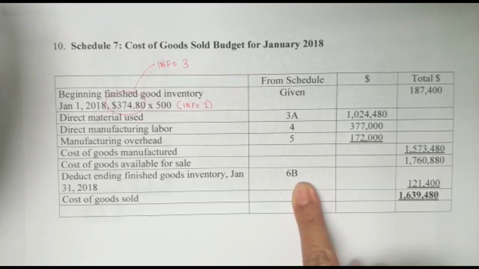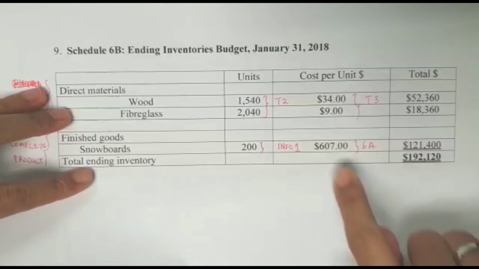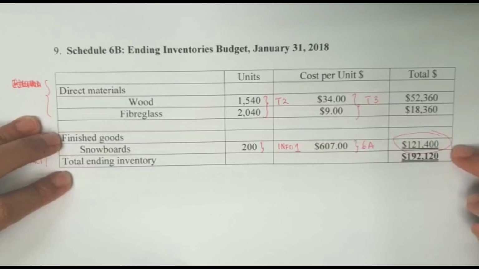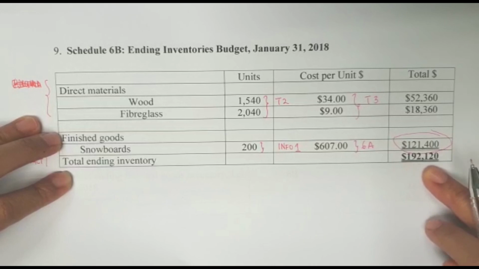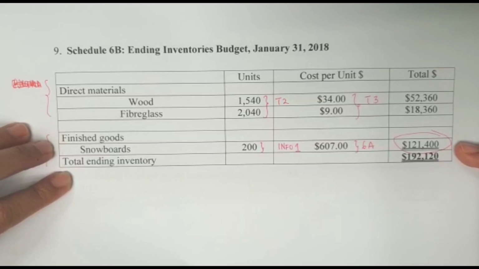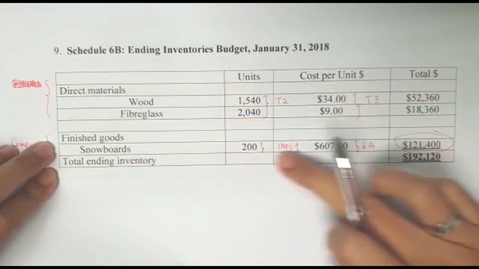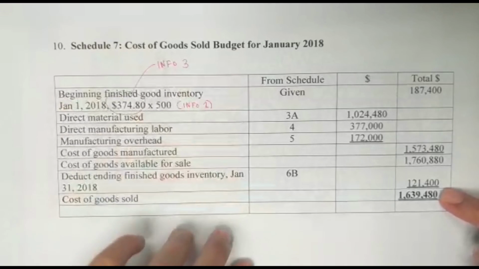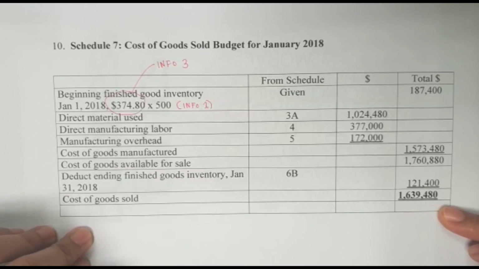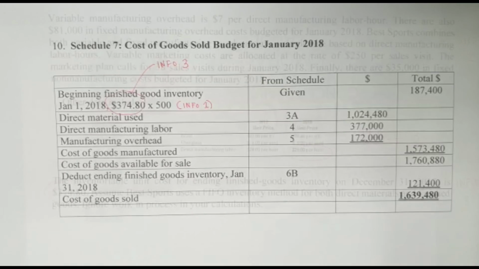Here you have to be extra careful, because we only take the figure for finished goods. This is the schedule for 6B, and this is just the amount for finished goods. Make sure that you don't take 192,120, because that is the figure for both material and finished goods. So we are just looking at the ending inventory for finished goods here, which is 121,400. After you subtract 121,400, the cost of goods sold is 1,639,480. That's all. Thank you.